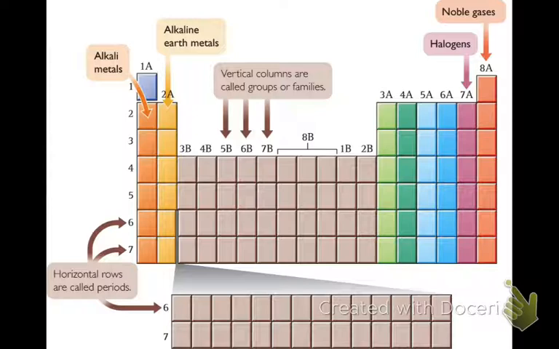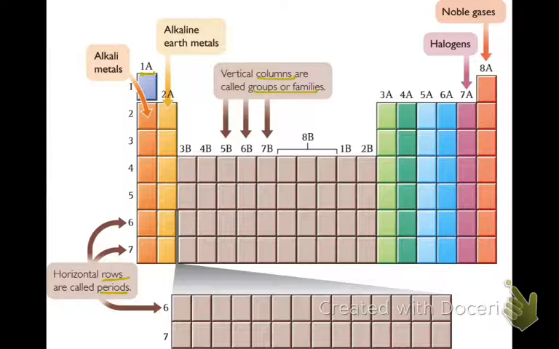The rows are called the periods. So make sure that note is in there as well. Those should already be numbered for you on your periodic table. And the columns are called groups or families. Now your column numbers are going to be a little different than what's listed here. I want you to list this as well on your own reference tables.